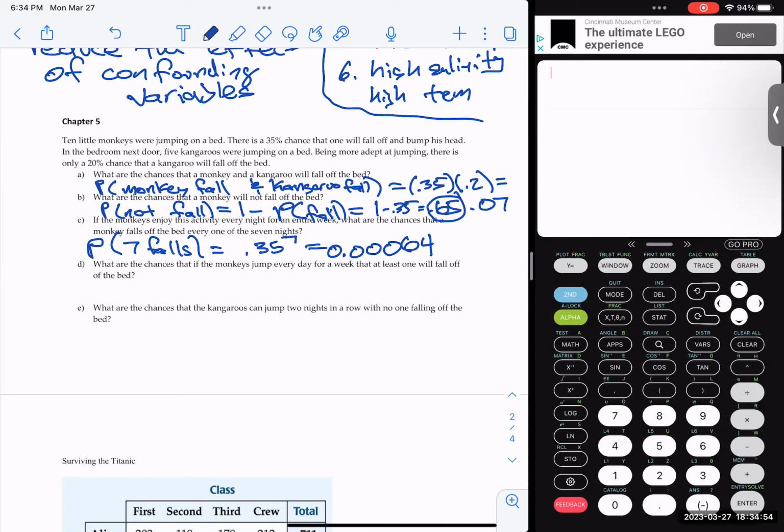So these are all pretty much the same. I mean, remembering complement, that's important. What are the chances that if the monkeys jump every day for a week, that at least one will fall off the bed? And I think of these questions, that's the toughest one. For me, the key to solving that is when I see that word "at least," one possibility jumps out at me. Does anyone know what that kind of keyword tips us off to make things easier?